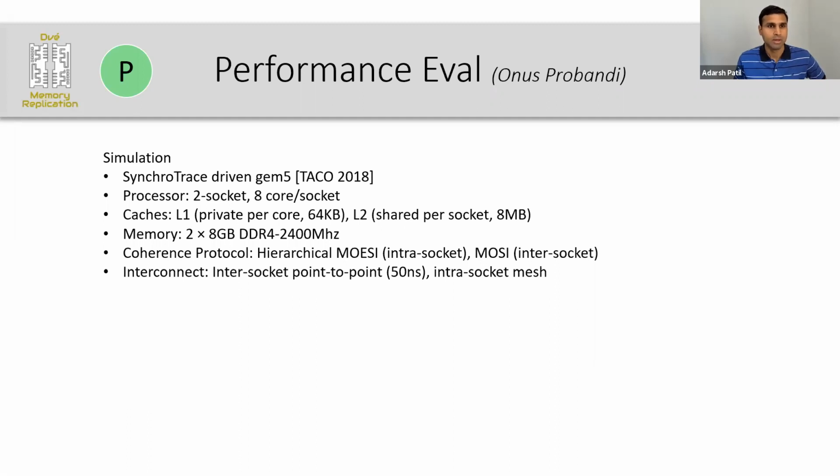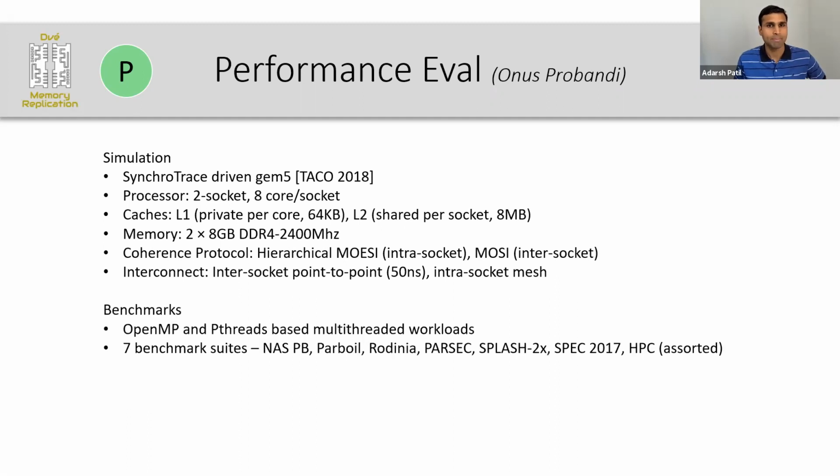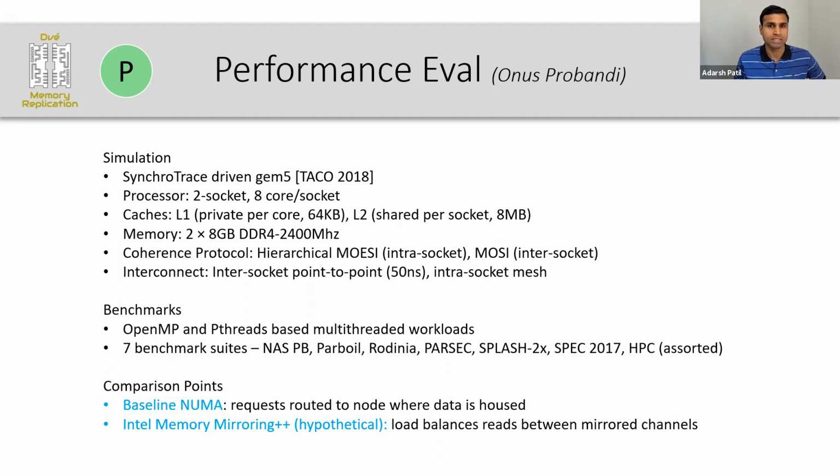We use traces of OpenMP and pthreads based multi-threaded workloads from 7 different benchmark suites. We compare the performance of DWE against two configurations. A baseline NUMA system without memory replication, where requests are routed to the node where the data is housed. And a hypothetical Intel memory mirroring technique that actively load balances reads between its mirrored channels. The hypothetical Intel memory mirroring technique represents the best performance possible with today's state-of-the-art memory reliability techniques.